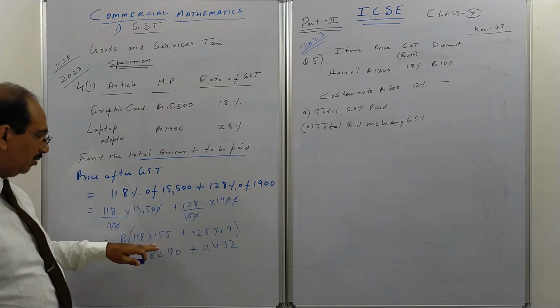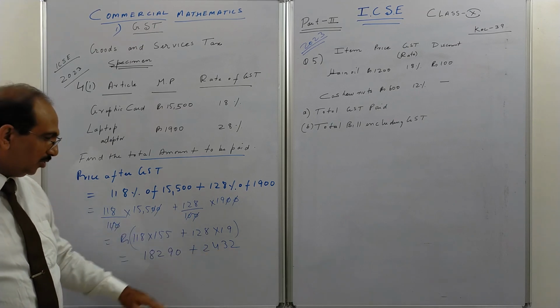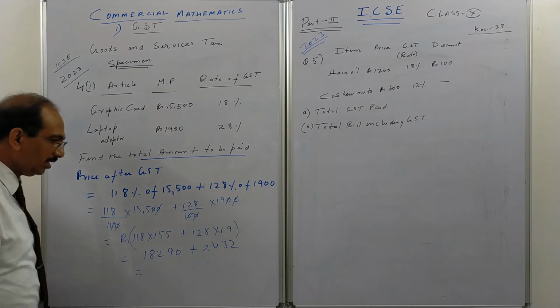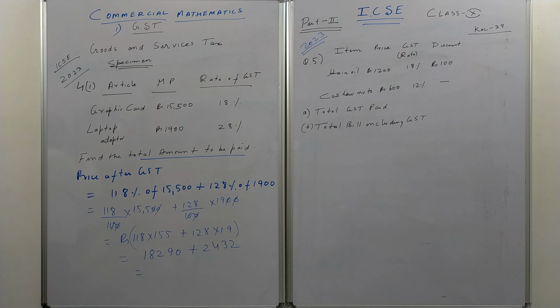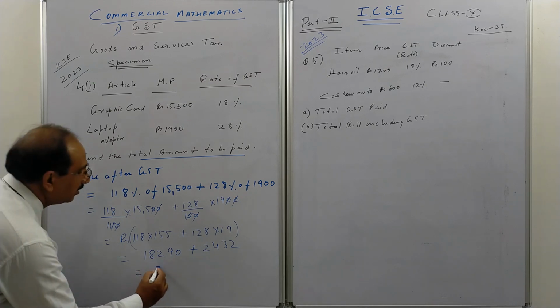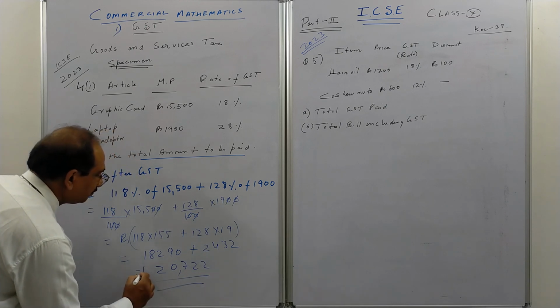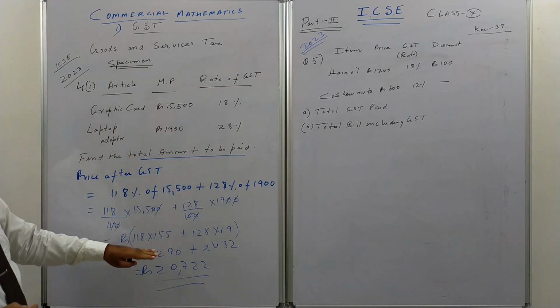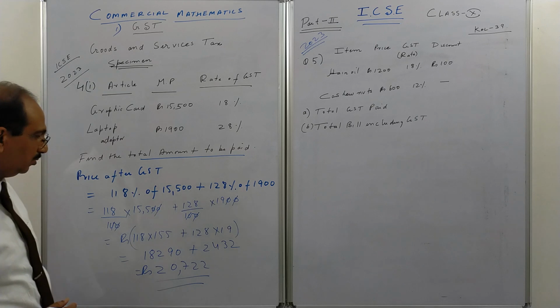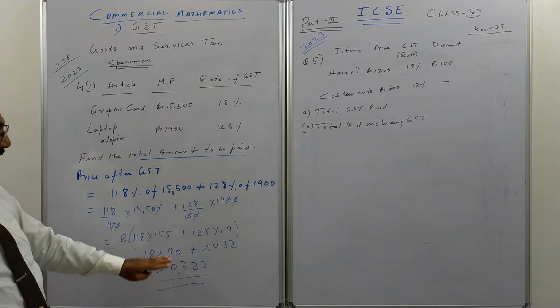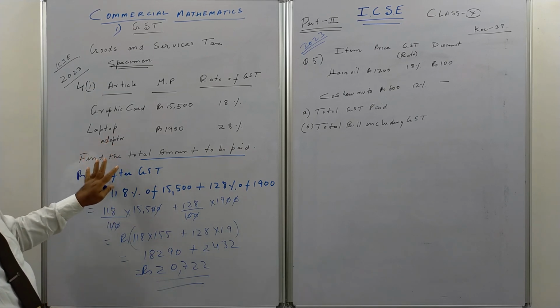That's why I have multiplied. So I'm not going to waste time and simply add, and your answer will be 20,722. So I hope this calculation, multiplication and addition you can do. Okay, so I'm not going to teach this. Main thing is the concept once more.